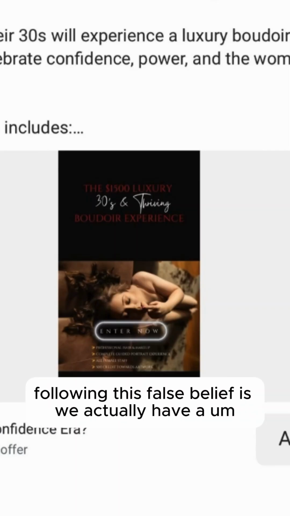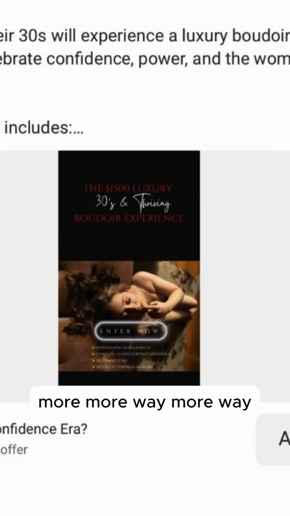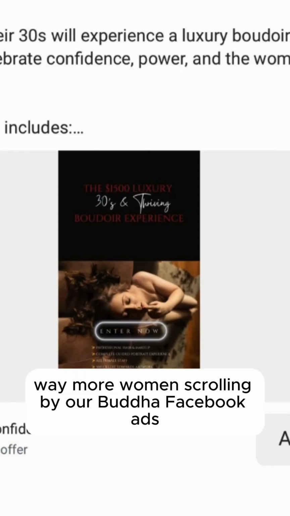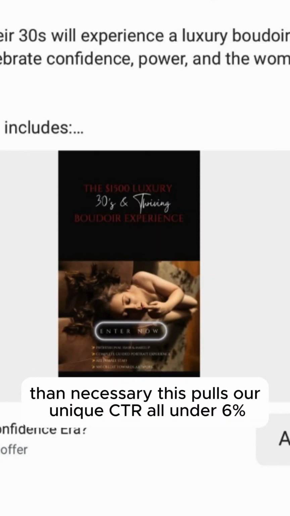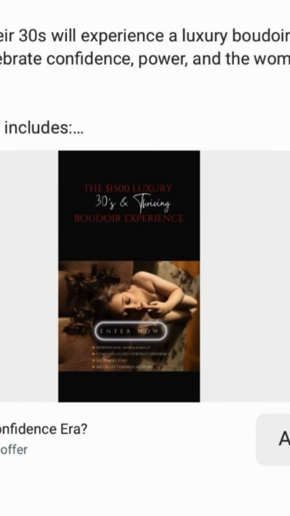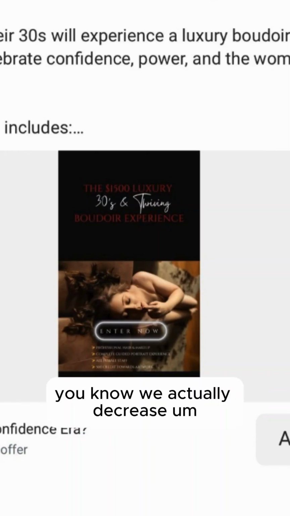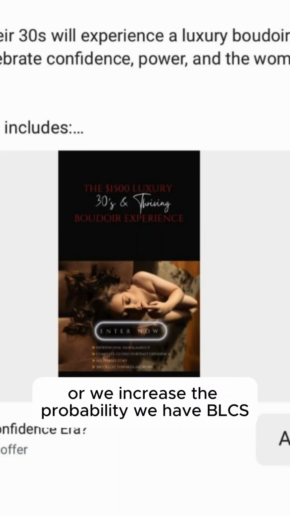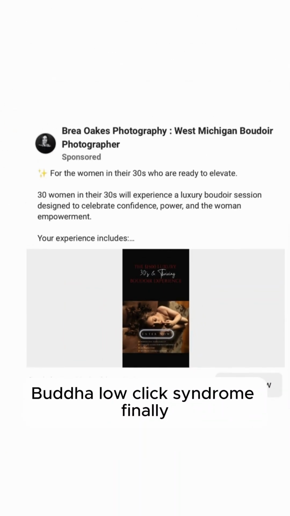So the consequence of following this false belief is we actually have way more women scrolling by our Boudoir Facebook ads than necessary. This pulls our unique CTRL under 6%, and we increase the probability we have BLCS, Boudoir low click syndrome.